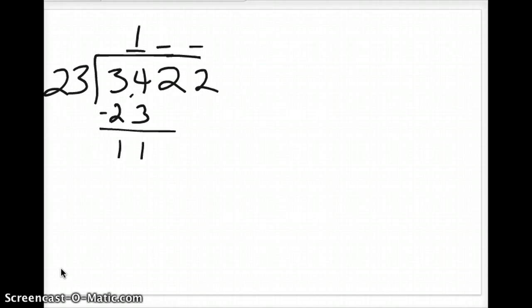Then you need to move over. You stop and look. 11 is less than 23, so I could not make another group of 23. Now I need to bring down the 2. Then you start the process over again. So 23 can go into 112. How many times? Remember, 112 is about 100, 23 is about 20, so I'm going to say 2 can go into 10 5 times, so let's see if 23 can go into 112 5 times. Remember, again, that just gives you somewhere to start.